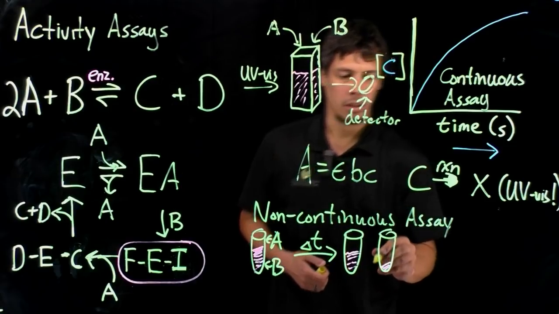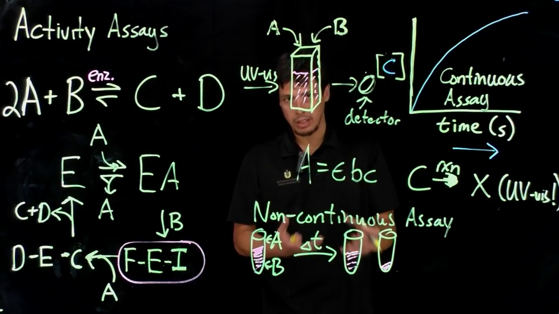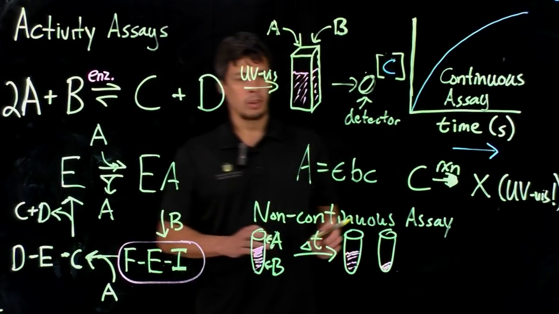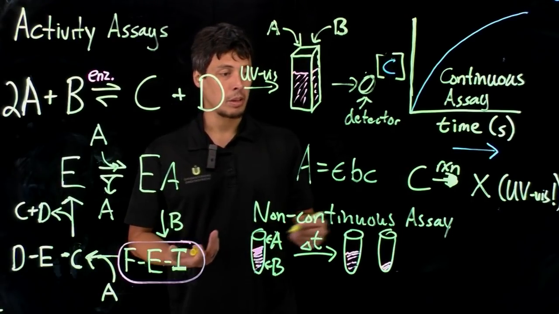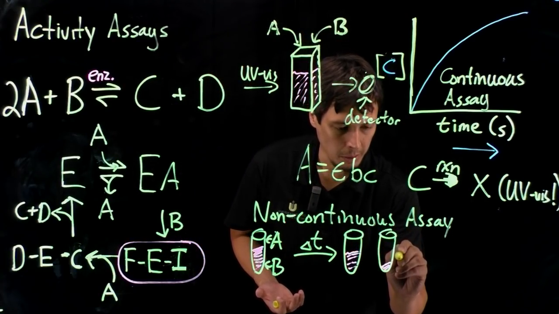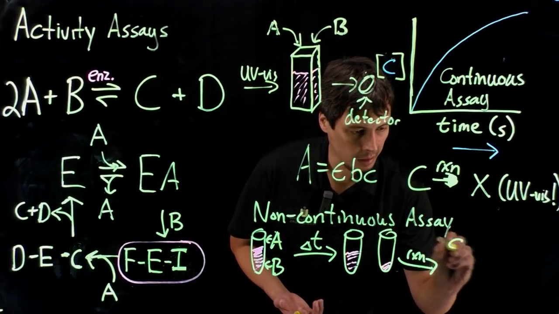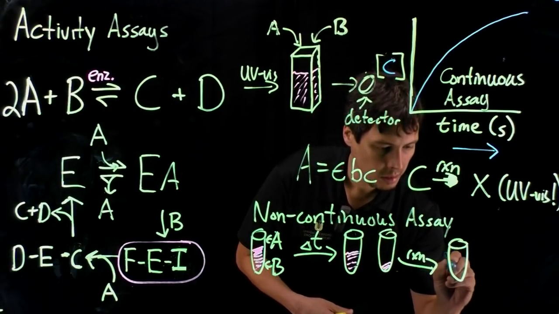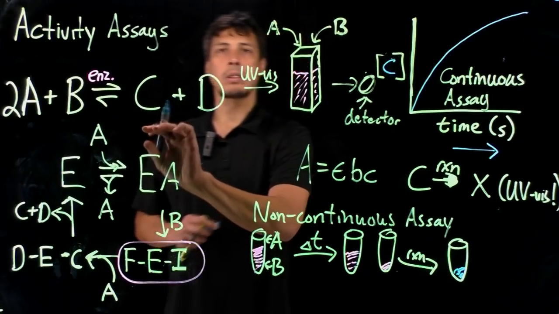Okay? And so what this does is this stops the assay. So this stops the assay for this little aliquot here. And that's why we call this a non-continuous assay. And so we have to do some sort of sample prep. So we take this, we add our reaction, and then this turns into some other color that we can detect by UV-vis, which is related to the product C.